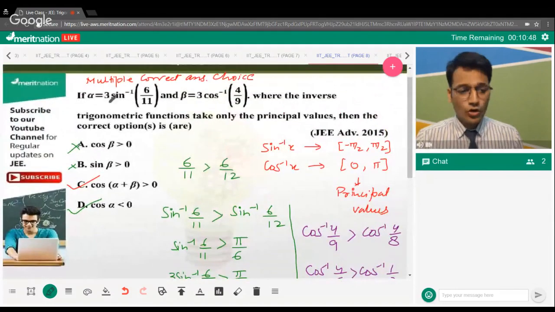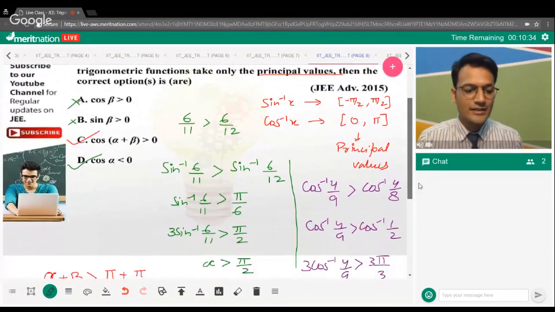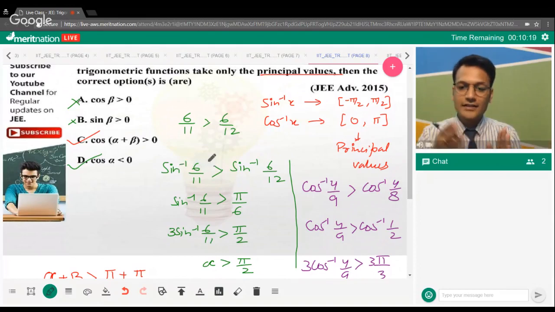I'll quickly repeat. Over here, the question is asking for alpha and beta, and the question itself says that the inverse trigonometric functions take only the principal value. So the principal value of sine lies from here to here and cos lies from here to here. We know 6 by 11 is greater than 6 by 12, and 6 by 12 is 1 by 2. If I'm applying the sine inverse function, we know sine inverse is an increasing function.